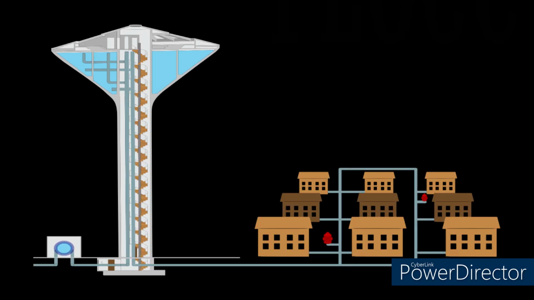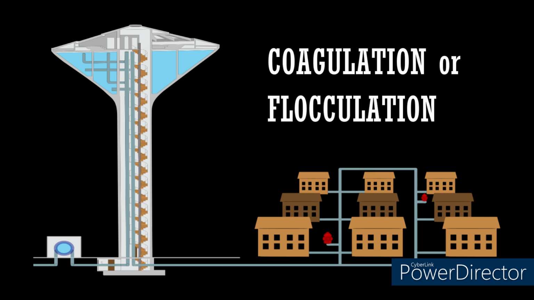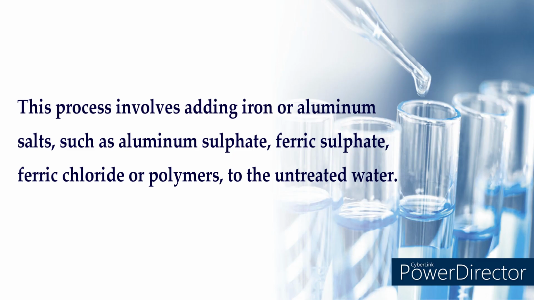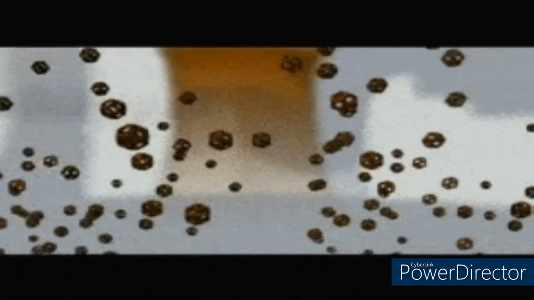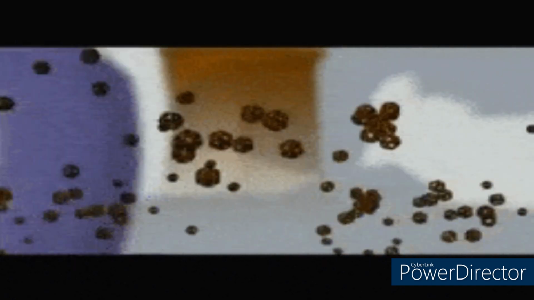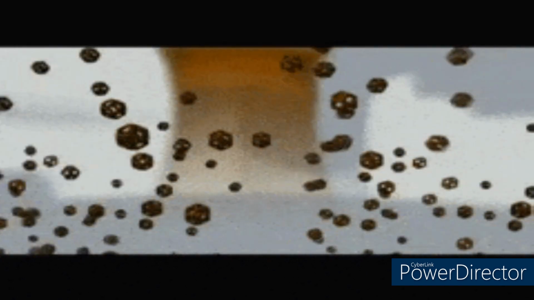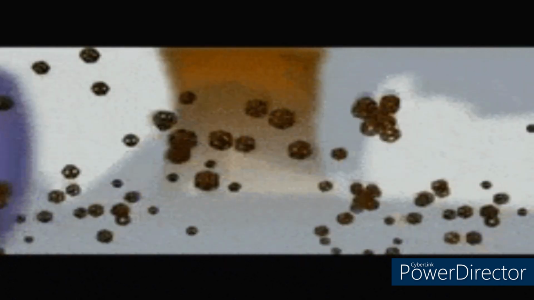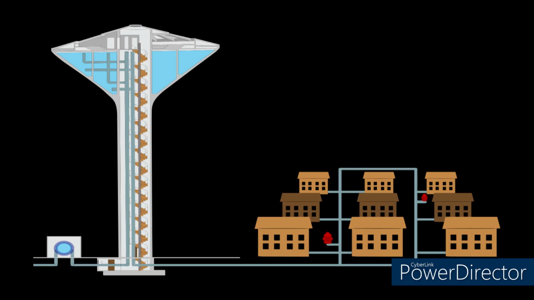The third process is called coagulation or flocculation. The coagulation process involves adding iron or aluminum salts, such as aluminum sulfate, ferric sulfate, ferric chloride, or polymers to the untreated water, or the raw water. When mixed with the water, this causes the tiny particles of dirt present to stick together, or coagulate. This group of dirt particles then joins to form larger, heavier particles called floc, which are easier to remove by settling or filtration.